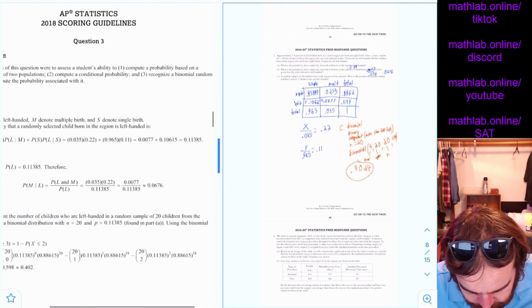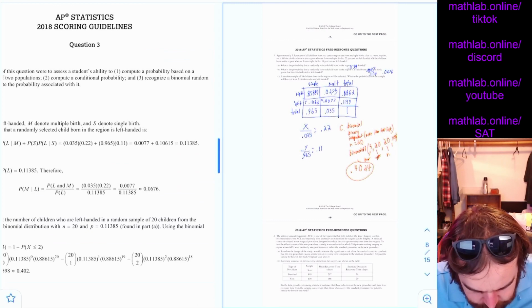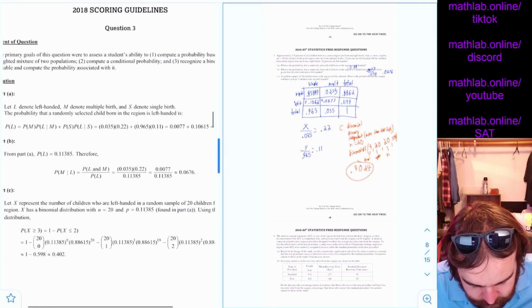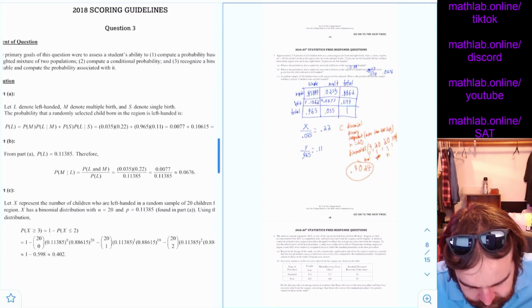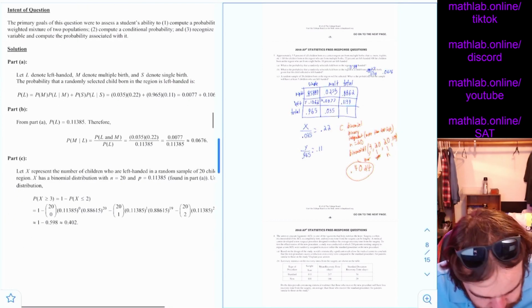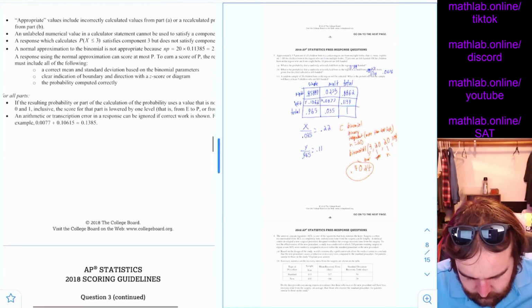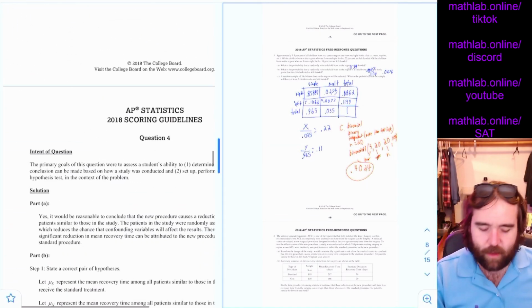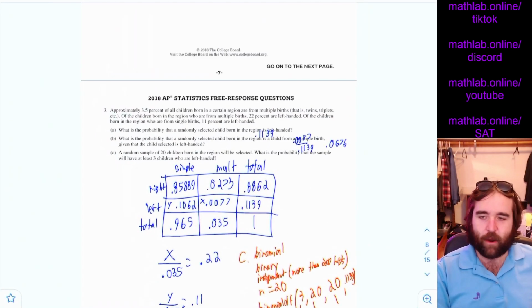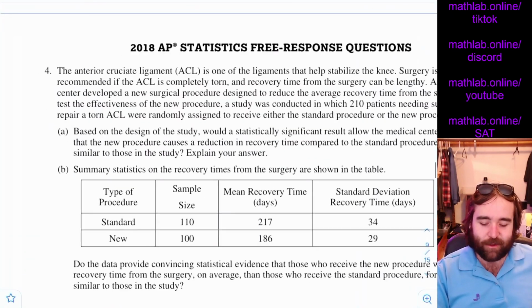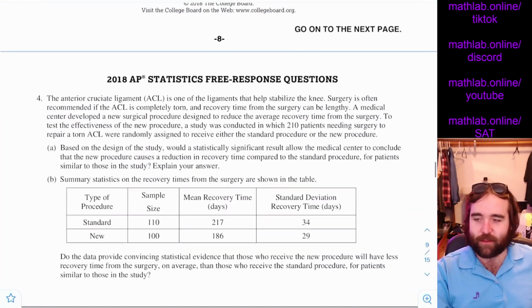Did I calculate the probability correctly at least? Yes, 0.11385. I just used 39. Yes, that's all correct. 0.0676, that's all correct. 0.402, that's correct. All right, we got all the correct answers. For a problem like that, that means we did everything correctly. All right, I'm happy with that. On to number 4. Halfway there in less than 30 minutes.